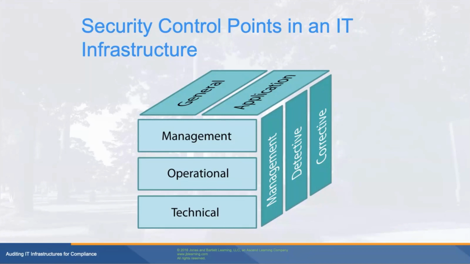So general controls that we see on the top of the cube here are going to be known as infrastructure controls. They apply broadly to all components across an organization. So a general control would apply to everything in the IT universe inside of that company. An application control applies to an individual application system. I guess you could think of it as an application, but it only applies to a subset of the IT department. That would be an application control.